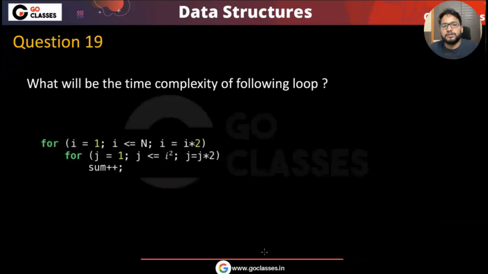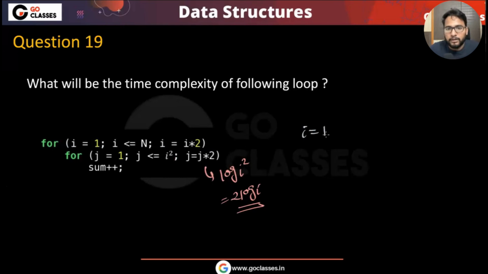Let me just go to this question number 19. What is the time complexity of the following loop? You are going to run it log of I square times, right? Which means 2 log I time. Okay, is this okay to everyone? Log of n, generally it is log of n, but since it is I square, that is why log of I square. Now tell me what is the answer.